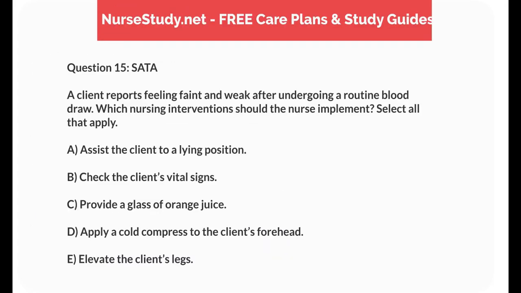Question 15, SATA. A client reports feeling faint and weak after undergoing a routine blood draw. Which nursing interventions should the nurse implement? Select all that apply.